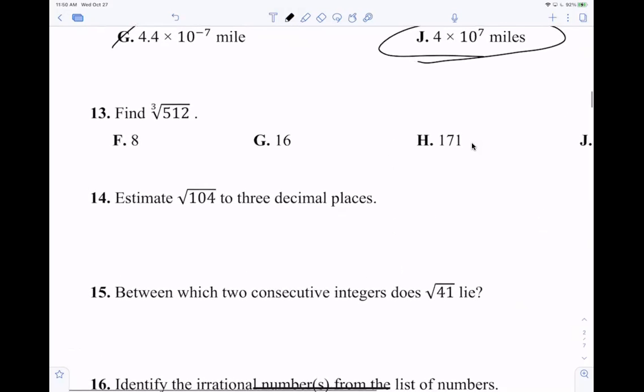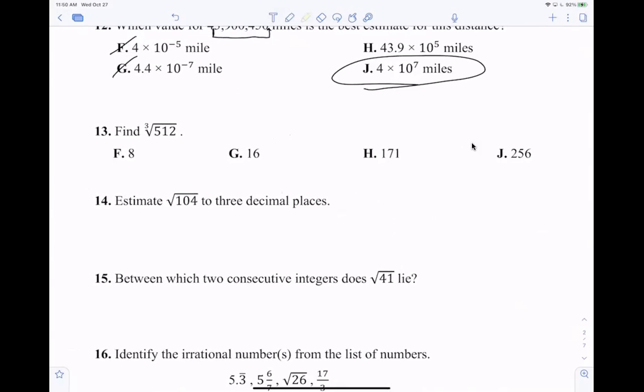Okay, cube root of 512. If you don't know the cube root of 512, you can use your calculator. Am I going to show you how to use your calculator tomorrow? Or Friday? I'm not going to show you how. All right, so learn it now if you don't know. Okay, what is the answer?